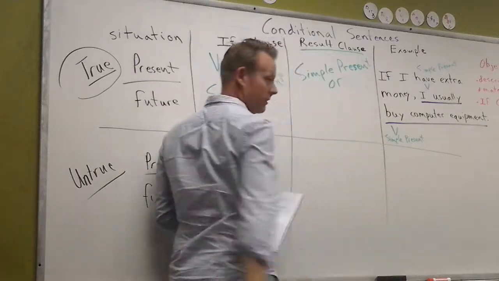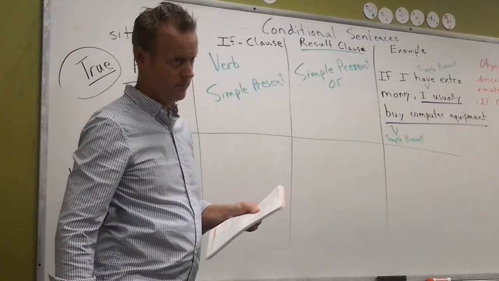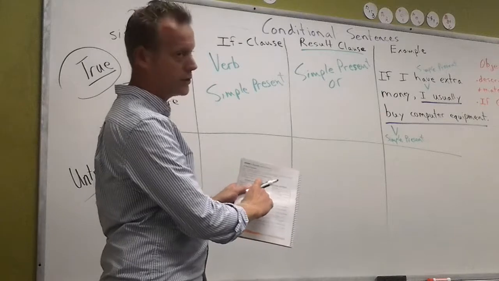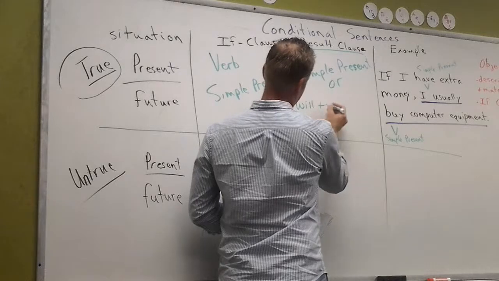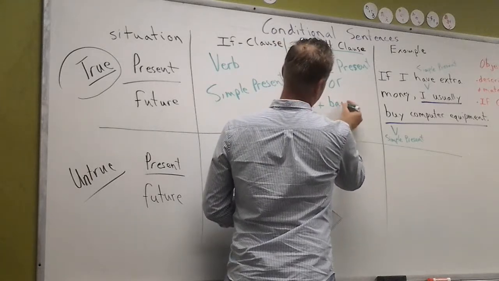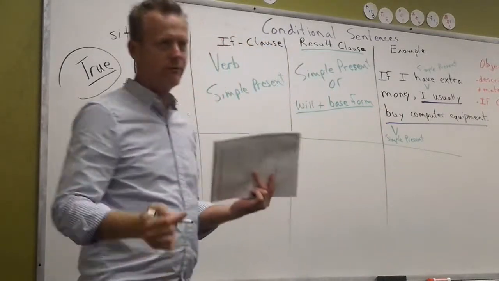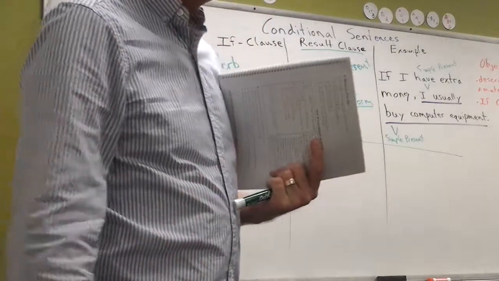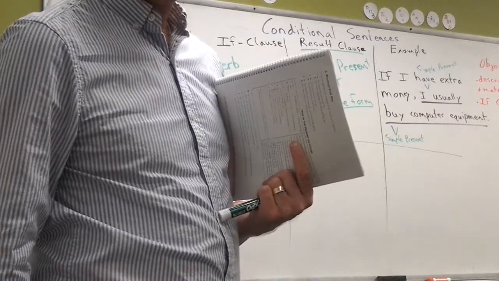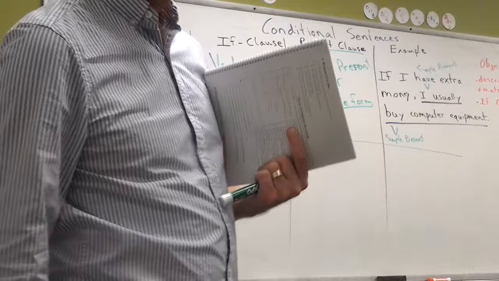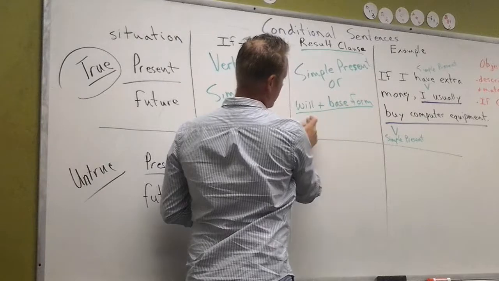Or present continuous. Be careful. What does it say under simple future on the chart? Will plus the base form. By the way, what tense is this? If you use will, what verb tense is that? Future. Yeah. So the result clause needs to be simple present or simple future.